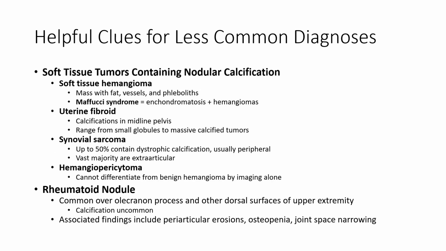Soft tissue tumors containing nodular calcification: soft tissue hemangioma, a mass with fat, vessels, and phleboliths. Maffucci syndrome: enchondromatosis plus hemangiomas. Uterine fibroid: calcification in the midline pelvis, ranging from small globular to massive calcified tumor. Synovial sarcoma: up to 50% contain dystrophic calcification, usually peripheral. The vast majority are extra-articular.